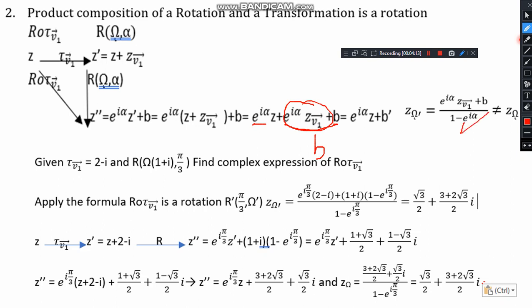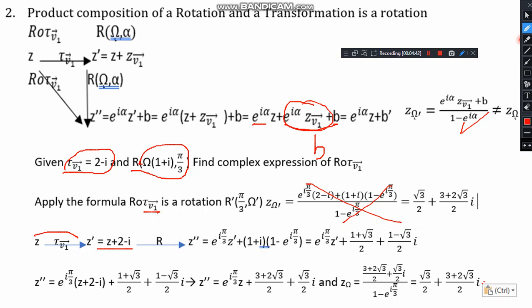Let us take an example to understand it more. Suppose you have this translation and this rotation. I gave you the center and the angle. Find R rho T of V1. First of all, I'm not going to apply the formula. I don't want you to memorize formulas. In the old program we used to memorize, but from now on, no need to memorize anything. So here we start by T V1. So Z prime equals Z plus 2 minus I.